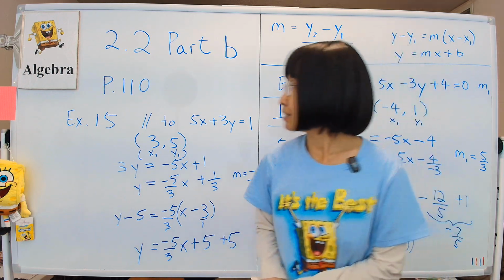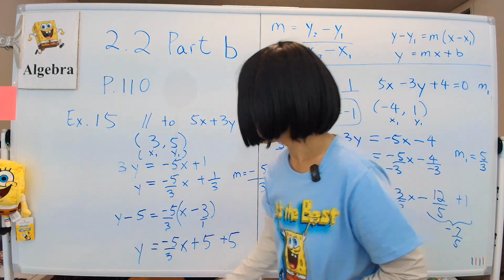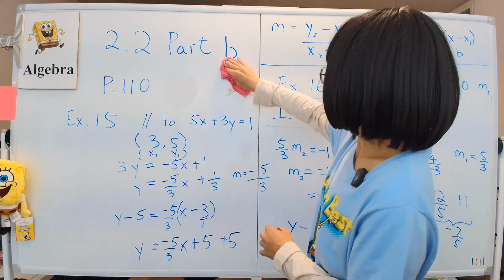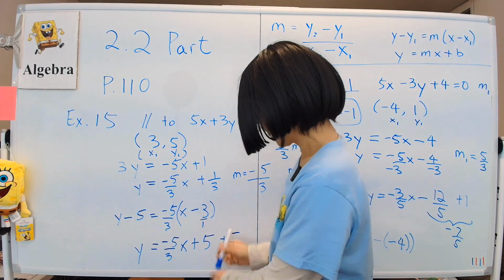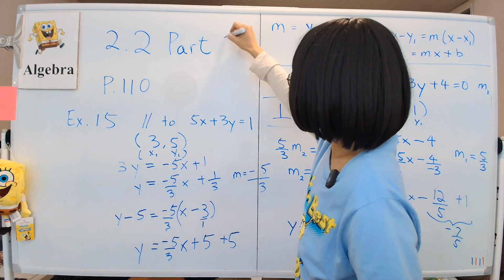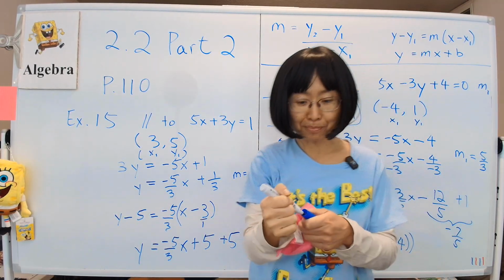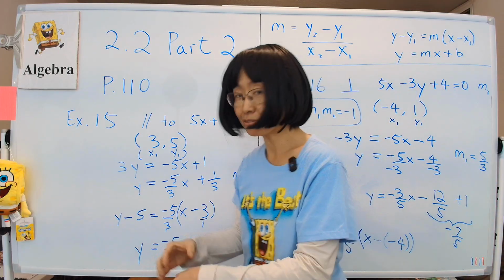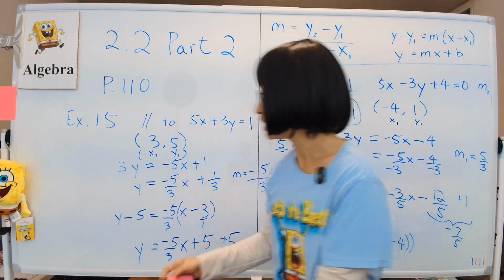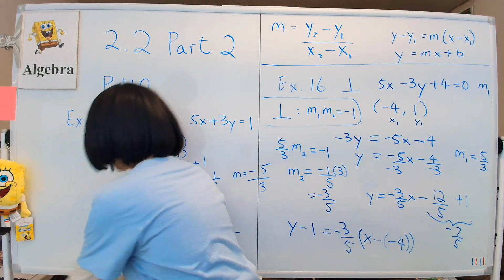First, I noticed that I wrote this part wrong. This is not part B, this is part 2 of this section. Sorry about that. It should be part 2 because we already did part 1, which was divided into part A and B, and that's why I was confused.